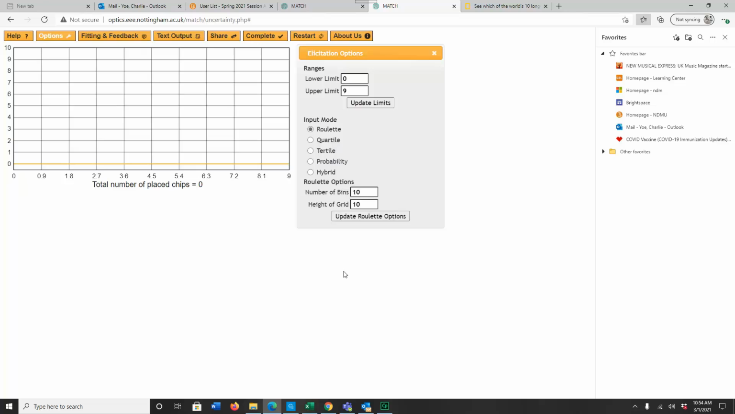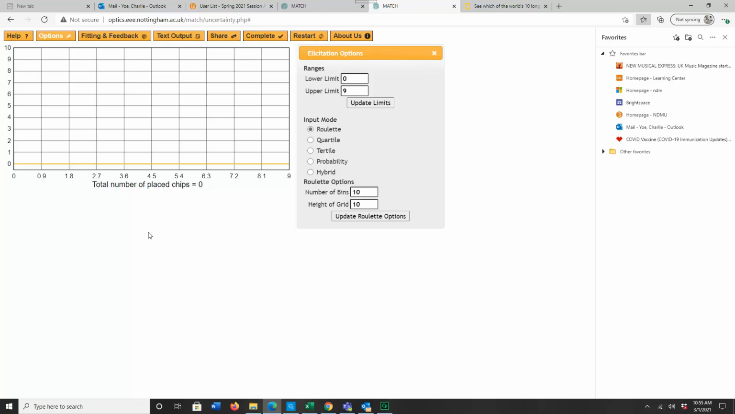Here's the roulette input mode, and this has become increasingly popular. Notice that you can control the number of bins, they would be the columns, and the height of the grid, that would be the number of rows. So here we have our scaled interval from 0 to 9, and we would just ask our experts to draw what they believe to be true.